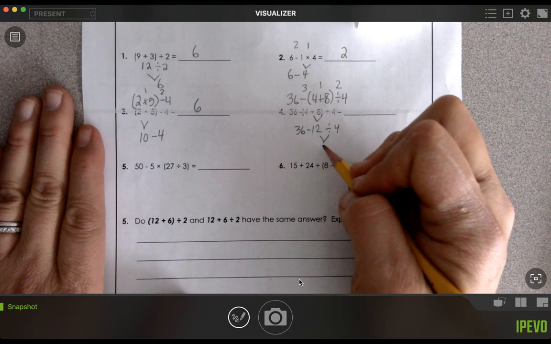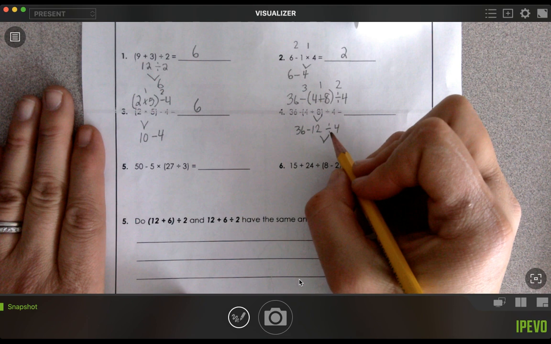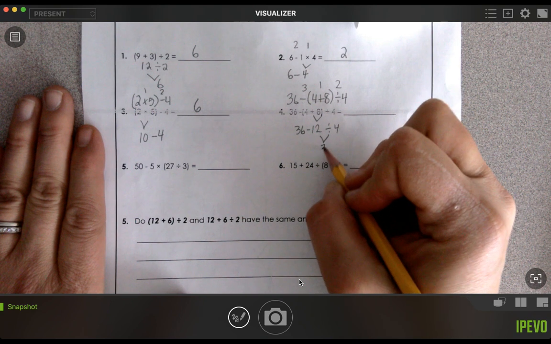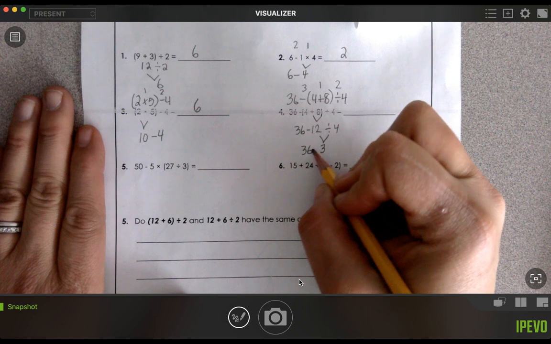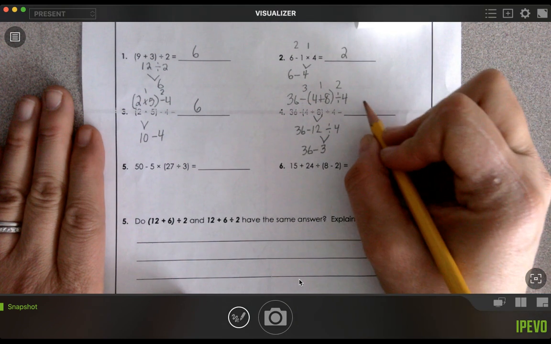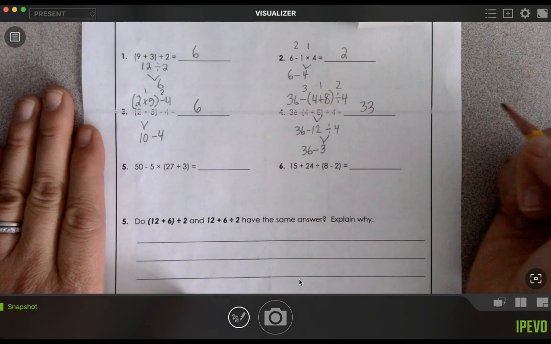We're going to divide 12 divided by 4. PEMDAS tells us we have to divide before we subtract. That is 3. Then I'm going to bring down 36 minus 3 is 33. Hopefully I'm right.